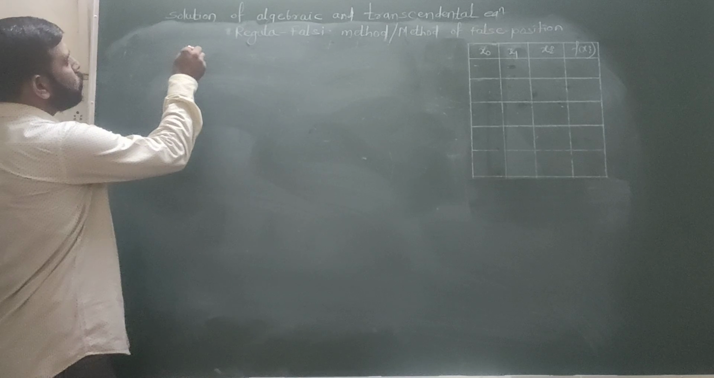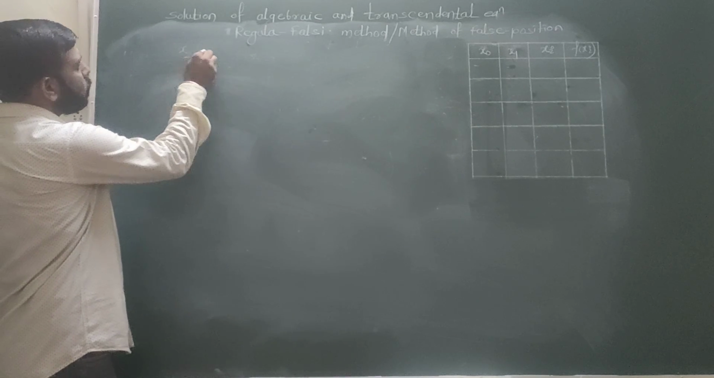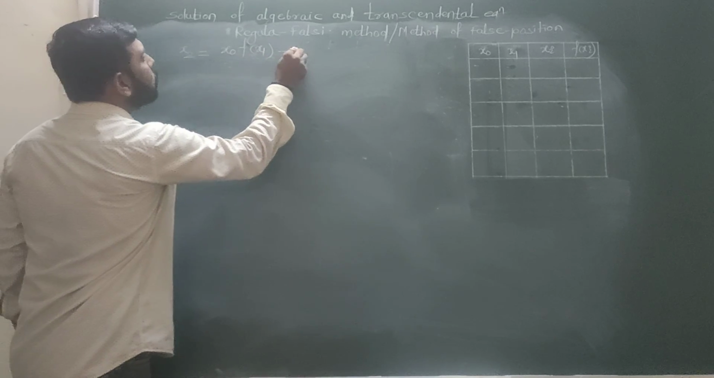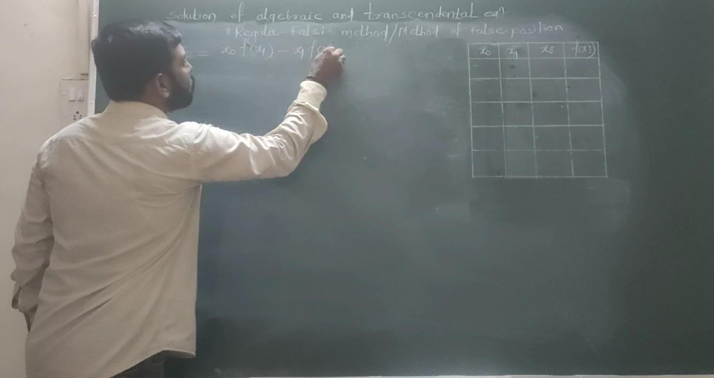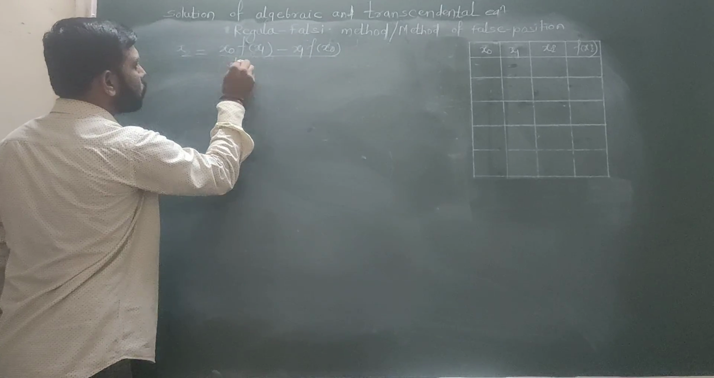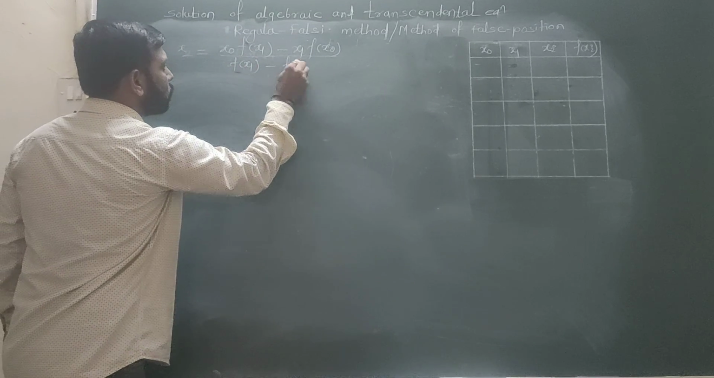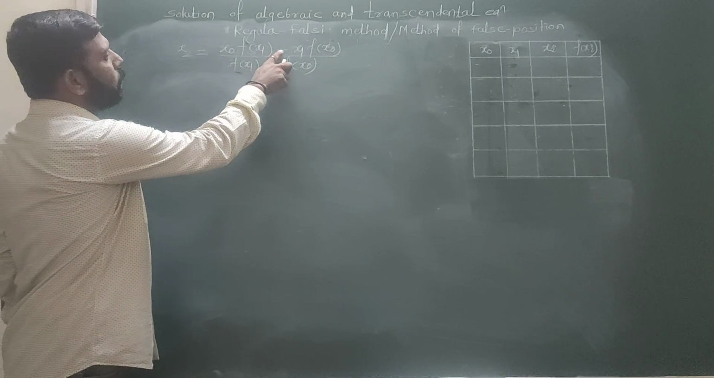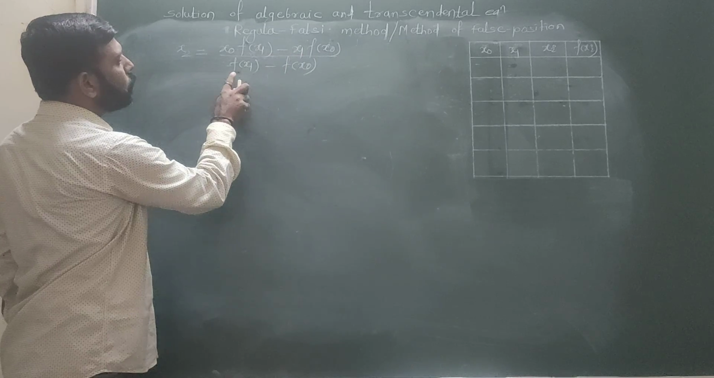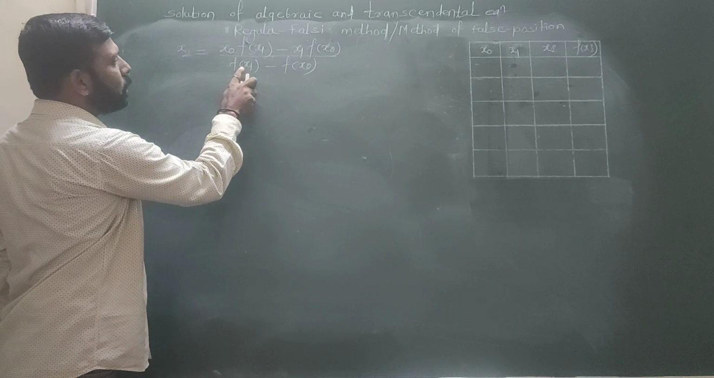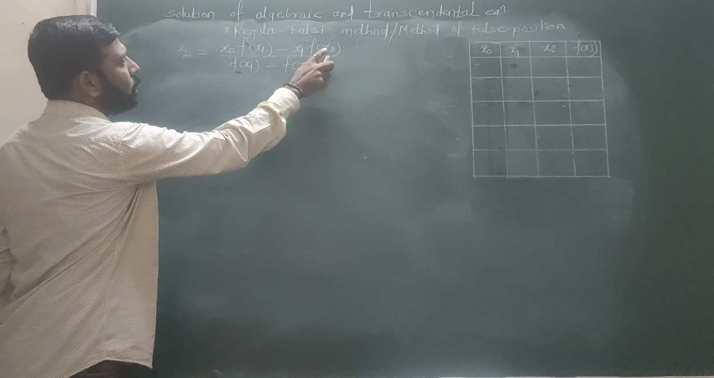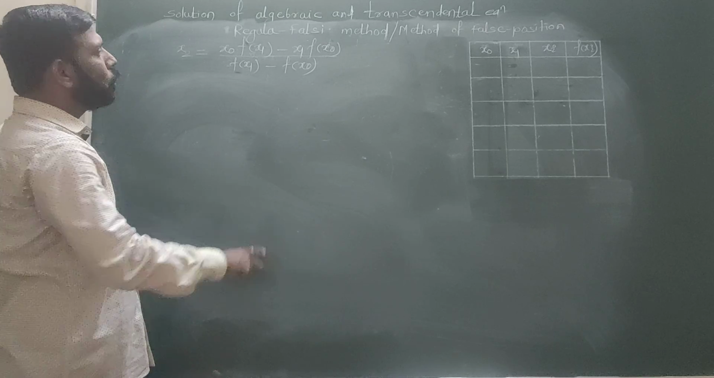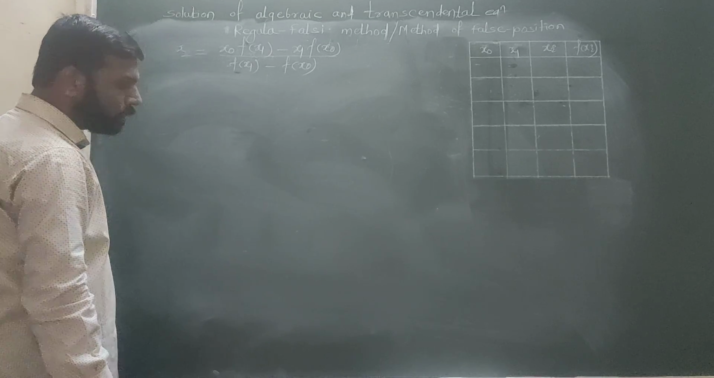The formula for this method is x2 equals x0 f of x1 minus x1 f of x0, upon f of x1 minus f of x0, the same values as it is. Here the minus sign stays as it is, and the f of x0 value will come the same as it is. So this is the formula for the regula falsi method.